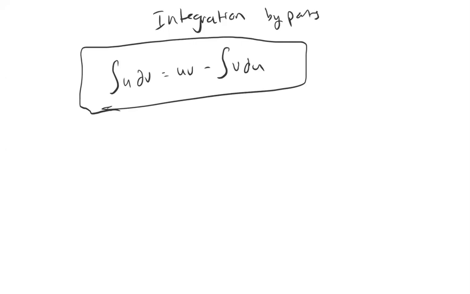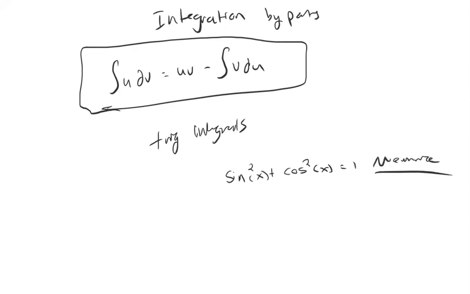Next thing is trig integrals. So this is subtly different than trigonometric substitution. That's its own thing. Trig integrals are just integrals that involve trig functions. So we already know how to do some of those, primarily using U substitution. But the biggest thing with trig integrals is your Pythagorean identities, which is sine squared of x plus cosine squared of x equals 1. This is a memorize. We have to know this one.